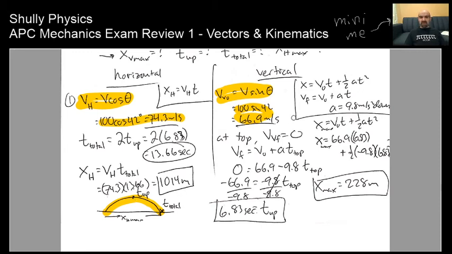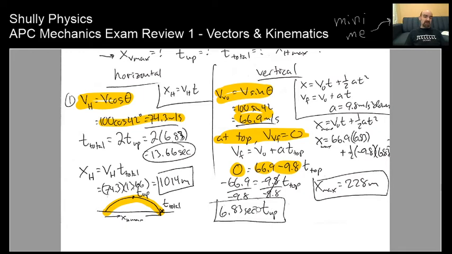Well, how do you get the time? It's actually better to start with the vertical. At the top, to get the time up, remember that final velocity at the top is 0. So if we have a final velocity of 0, an initial velocity of not 100, but 66.9, this is where people sometimes mix up those numbers. So don't do that. Keep them separated. So I take the final vertical velocity at the top, the initial vertical velocity at the bottom, the acceleration of negative 9.8. You can solve for the time up, or the time to the top, right there, 6.83 seconds.